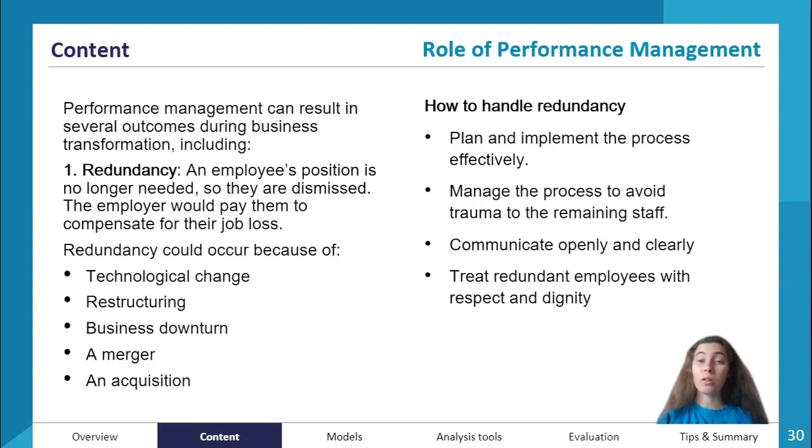because in order to make it an effective process, you have to avoid trauma to the staff that are still in the organization. You have to communicate openly and clearly to make sure everyone's on the same page, to avoid rumors and misinformation from spreading about the reasoning behind the redundancies and things like that. You also have to just treat redundant employees with respect and dignity. It can be really tricky when you lose a job, and so that needs to be handled really well to make sure those staff members are looked after.